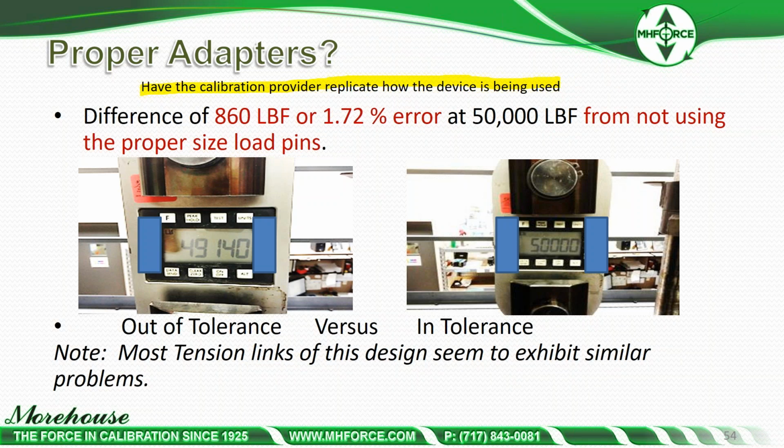If we just use any old pin, in this scenario we have 2 different size pins that I'm showing, but the instrument is spec'd at 0.1% of full scale. So at 50,000 pounds, we're looking for 0.1% tolerance. If we use one size pin, we get 49,140. That's out of tolerance, of course, way out of tolerance. Versus if we use the correct size pins, we get 50,000 pounds. So this is actually a 1.97 inch pin over here on 50,000, and that pin is smaller.